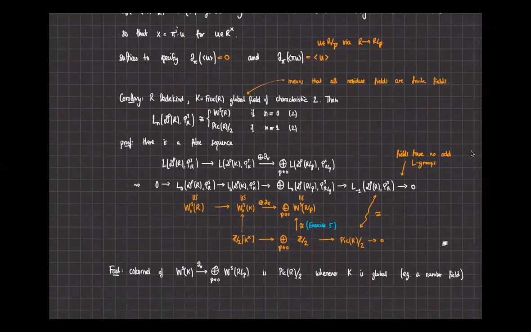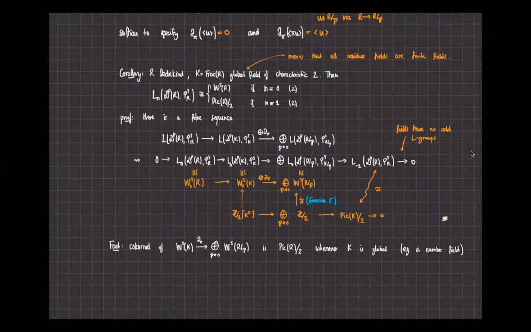Okay, so the corollary I want to discuss is that if you have a Dedekind ring R with fraction field K, which is a global field of characteristic 2, where global in this context just means that all residue fields that appear are finite fields, then the symmetric L theory of R is given by either a Witt group, if n is congruent to 0 mod 2, or it's the Picard group mod 2, if n is congruent to 1 mod 2. And again, the Picard group mod 2 was given by some quotient.